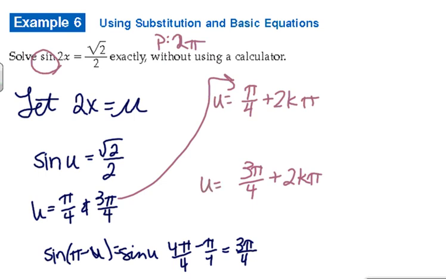And u equals what? U actually means 2x. So I'm going to do another nice little form of substitution here. I'm going to plug in 2x, because remember these are equal, so I can substitute interchangeably. Pi over 4 plus 2k pi. Now we still have to get x by itself. So here's the fun part.